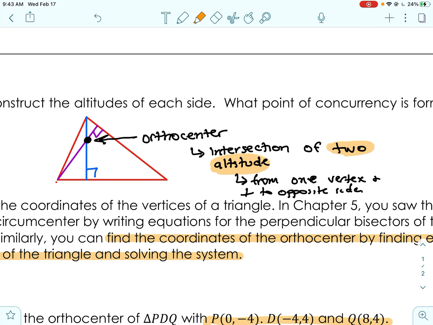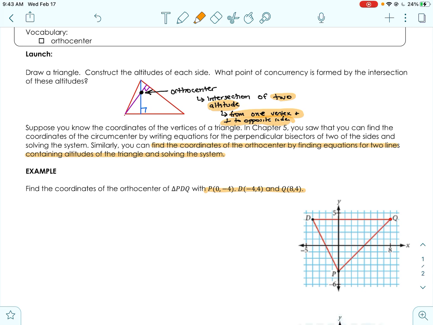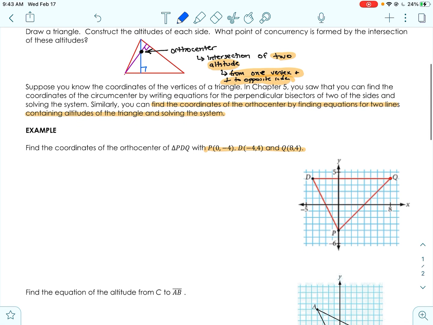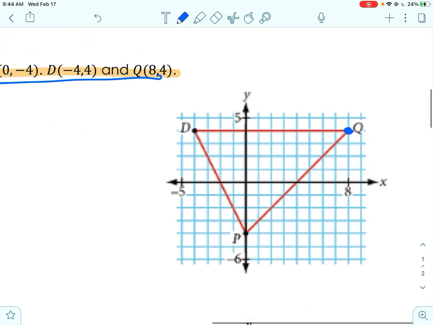And so what that also means is that if we want to find the equations for these altitudes, we're going to need to know the altitude goes from one vertex and is perpendicular to the opposite side. So let's take a look at this. We have a triangle here. And again, our goal is we know the coordinates of the triangle, and we want to find the coordinates of the orthocenter by finding the equations of two lines containing the altitudes of the triangle and then solving that system of equations.